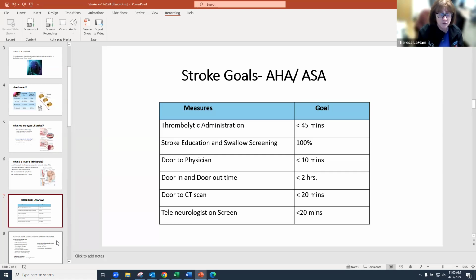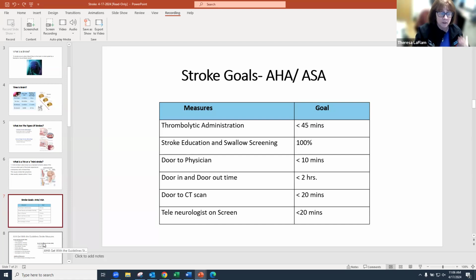So we use an outside service, the teleneurologist. When we get them on the screen, we need them to be on the screen. We have a device downstairs that is audio and visual. That means the doc can see and hear our patient, and our patient can see and hear them. So they have a one-to-one evaluation with the screen. And we need them to be on that screen within 20 minutes because we're timing ourselves.